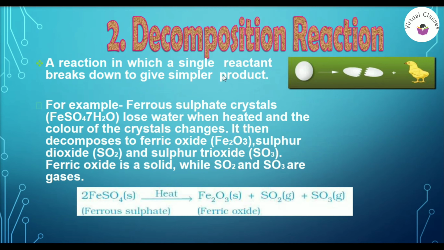The second is decomposition reaction, a reaction in which a single reactant breaks down to give simpler product. As you can see, an egg breaks down to give an empty shell and a chick. Coming to the actual example, ferrous sulfate crystals lose water when heated and the color of the crystals changes. It then decomposes to ferric oxide, sulfur dioxide and sulfur trioxide. Ferric oxide is a solid while SO2 and SO3 are gases.